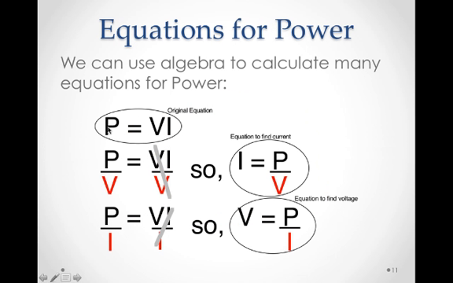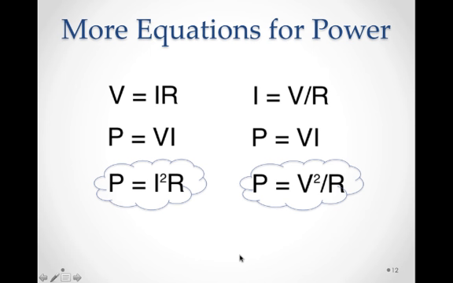Power equations. The standard one is P is equal to V times I. Using some algebra, we can also rearrange things. So I is equal to P over V, or V is equal to P over I. We also have these two equations which are used quite often with power.